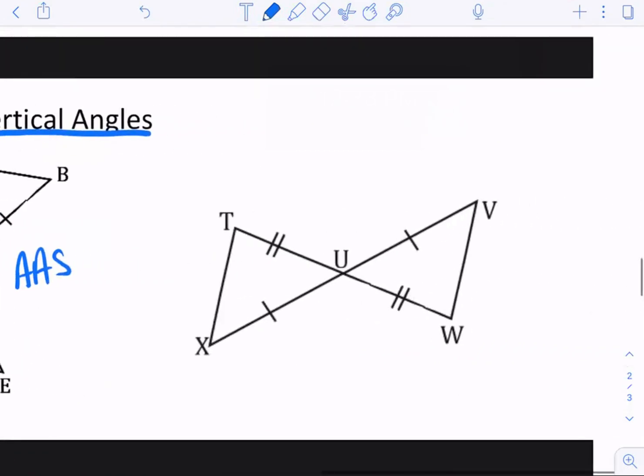Same thing here. I only have 2 pieces marked in each triangle. 1, 2. 1, 2. I need a 3rd piece of evidence. Here are my vertical angles. Now this is side, angle, side.